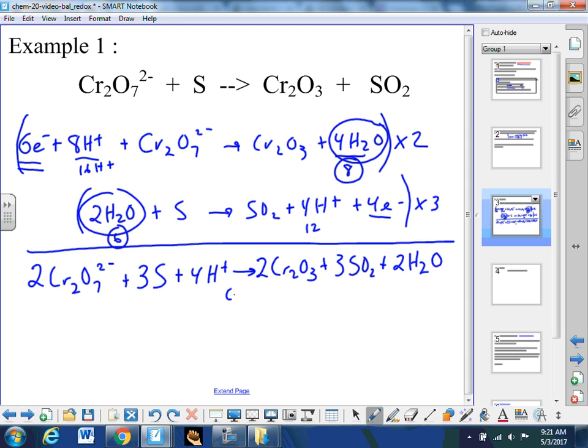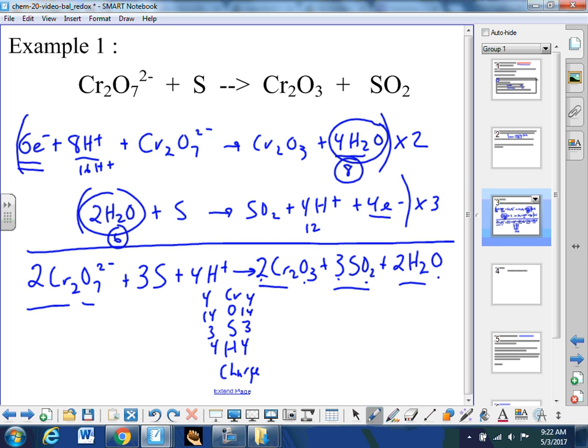We've got to balance our chromiums, balance the oxygens, the sulfurs, the hydrogens, and the charges must also balance. So chromiums, we've got 4 chromiums on this side, 4 chromiums on this side, they balance. We've got 14 oxygens on this side, and 2 times 3 gives me 6, 3 times 2 gives me 6 more, and 2 more gives me 14 on this side. 3 sulfurs on that side, 3 sulfurs on this side, 4 hydrogens reactant side, 4 hydrogens product side.